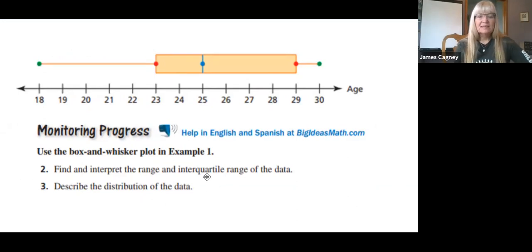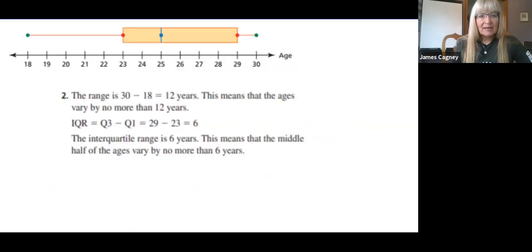Remember, the range is the max minus the min. IQR is Q3 minus Q1. Describe the distribution. So go ahead and pause, answer those questions, and then come back.